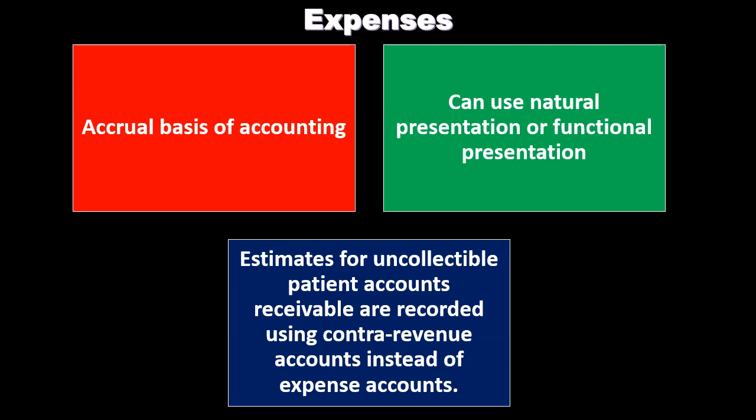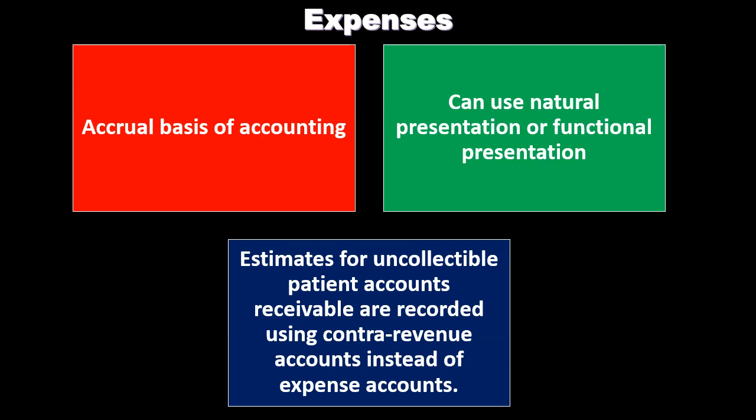Estimates for uncollectible patient accounts receivable are recorded using contra revenue accounts instead of expense accounts. So we have a similar kind of method when we think about the receivables as well as the sales that have been made on account. In other words, we haven't got the cash, we've got them on account. We have to estimate how many of those are not going to be collectible.